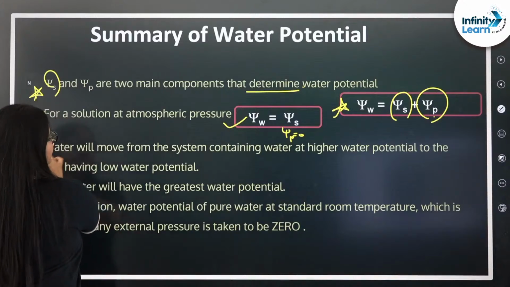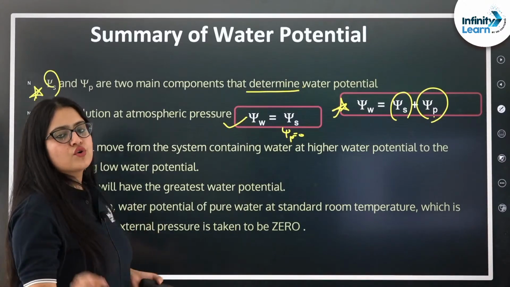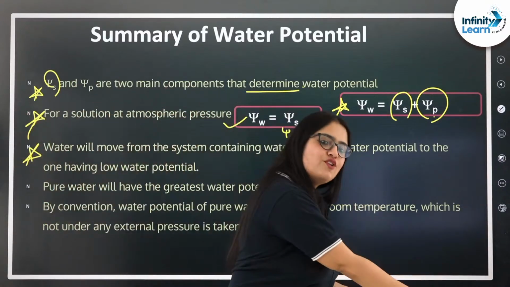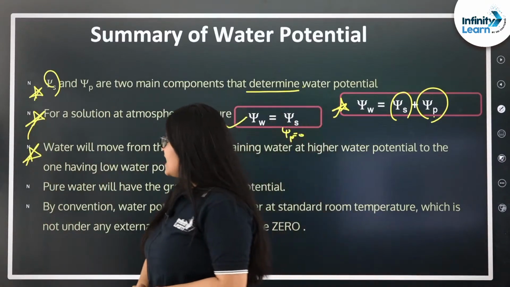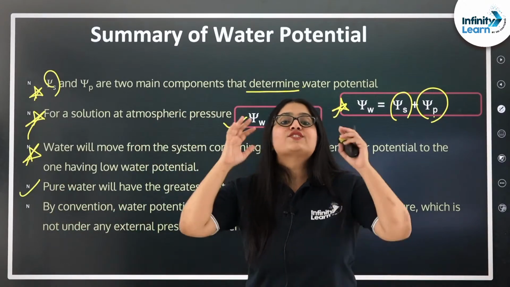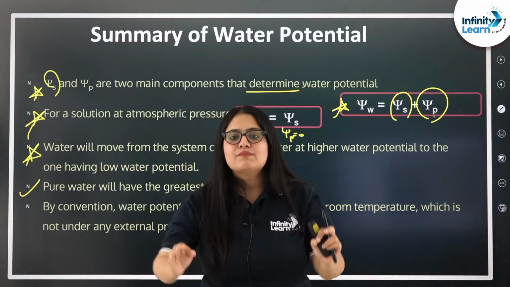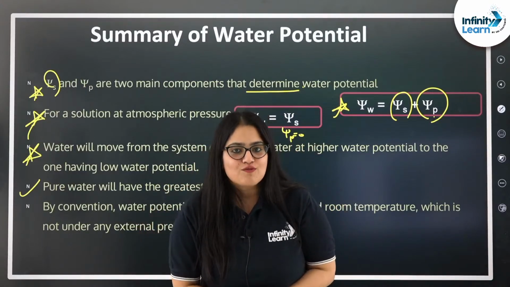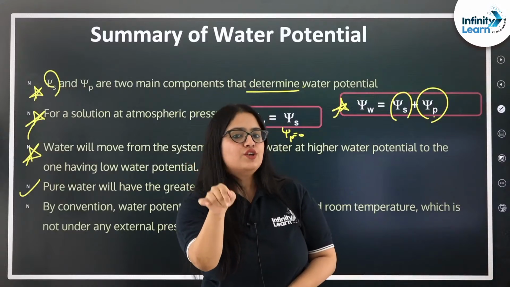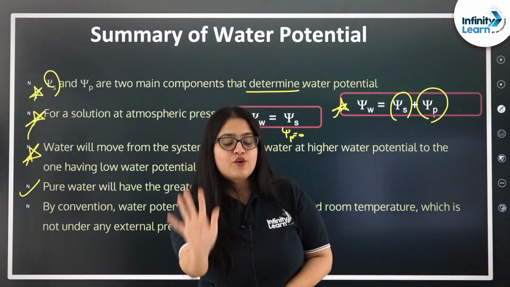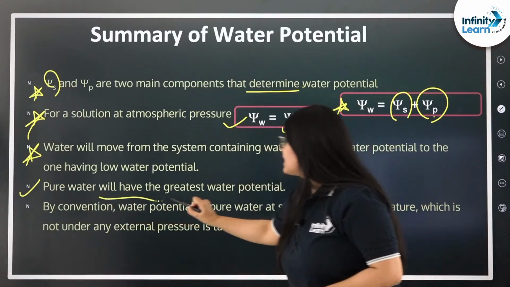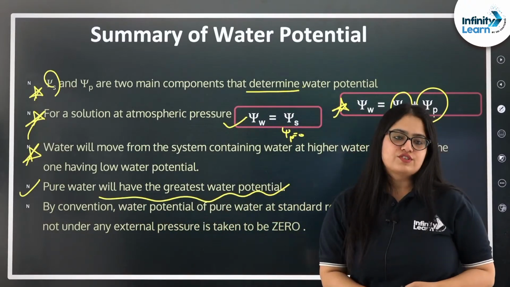Next thing you need to remember, very important: water always moves from a region of higher water potential to a region of lower water potential. Next, pure water possesses the highest value of water potential, right? Because it does not have solute in it, which is responsible for lowering the water potential. So it is pure water that has the greatest value of water potential.